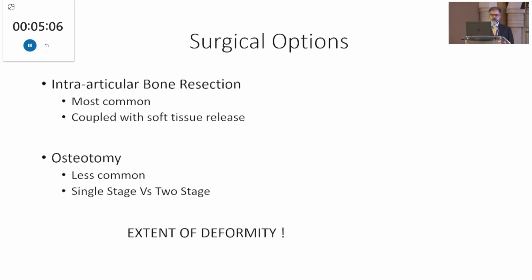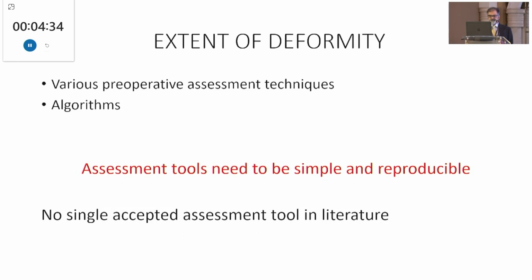Now, in terms of surgical options, there are two main ways of dealing with it. Intra-articular bone resection, which is pretty much what we do in standard knee replacements, along with soft tissue releases. They can deal with most mild or moderate deformities, and we'll come to that later. And in some cases, the deformities are severe enough that you would want to do an osteotomy, whether as a two-stage procedure or as a single-stage procedure. It all depends on the extent of deformity.